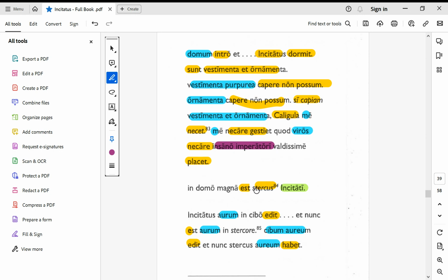In the big house, there is stercus Incitati, Incitatus's poop. Very cool story. Incitatus aurum in cibo edit. Incitatus eats gold in his food, which you remember from last chapter when they're at the dinner. We know that Caligula puts gold in there because he's a winner, by God. And now there is gold in his poop. He eats golden food, and now he has gold. He has golden. Oh, whoops. That should be stercus aureum. Now he has golden poop.